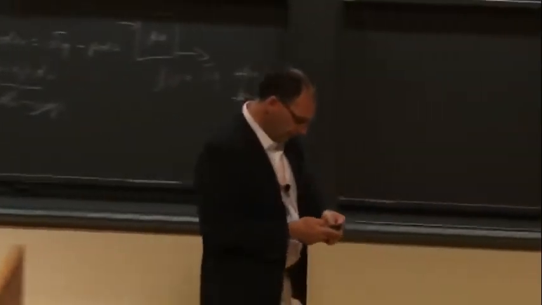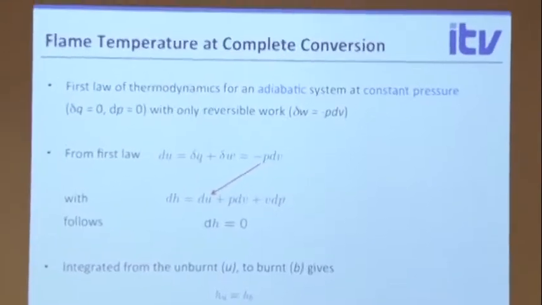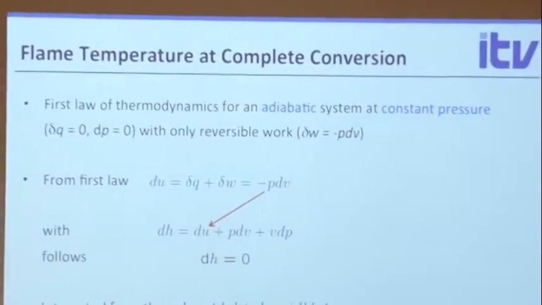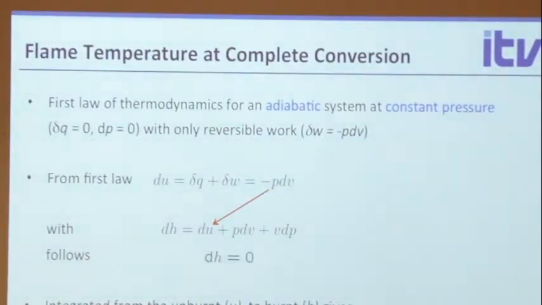Okay, so as I mentioned, we want to talk about the first law of thermodynamics. That will give us ultimately the temperature. So we look at an adiabatic system at constant pressure. This means dq is 0, dp is 0, and we only have reversible work, so dw is minus pdv. This is the first law here: du is dq plus dw. And so dq is 0, dw is minus pdv.